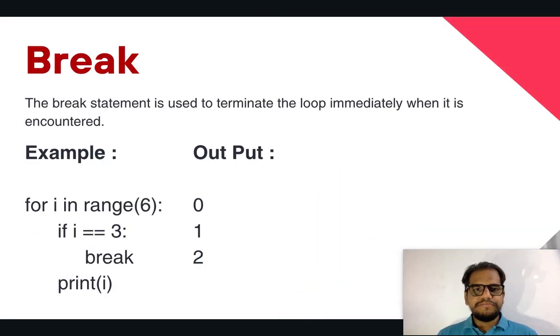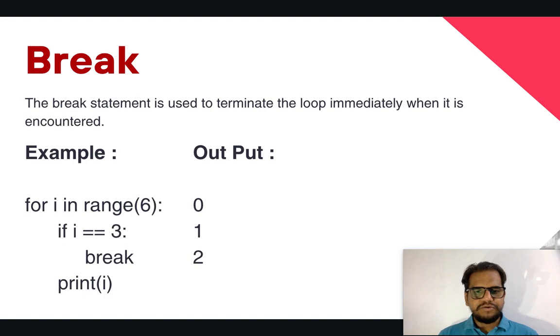Break. The break statement is used to terminate the loop immediately when it is encountered. For example, if we have a for loop, for i in range 6, the loop runs 6 times, from 0 to 5. Here we give one condition: if i is equal to 3, then we write break. So here that for loop is terminated.